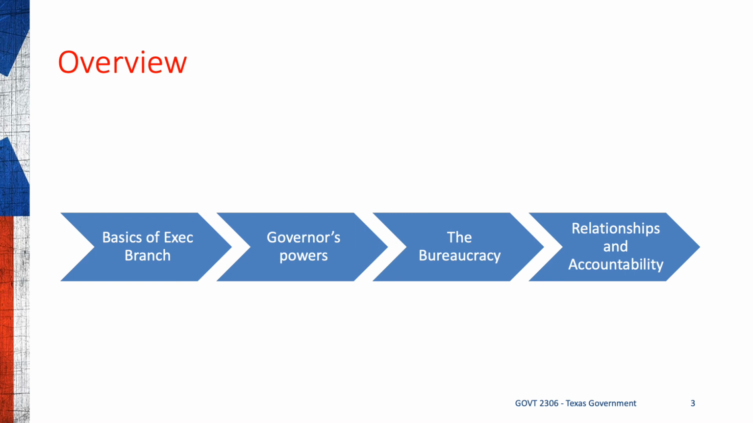Kind of an overview of what we're going to talk about in this lecture is some basics of the executive branch, the power that the governor has, the bureaucracy, which is not a negative term, it is just the term we use to discuss the elected and appointed officials and different boards and things like that that work within the executive branch. And then we're going to talk about relationships and accountability in the bureaucracy and within the executive branch.